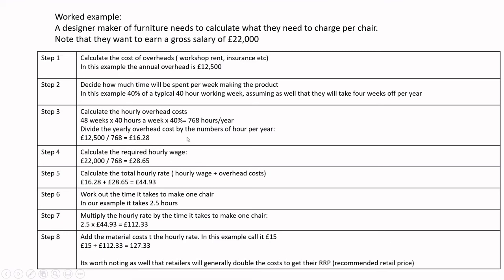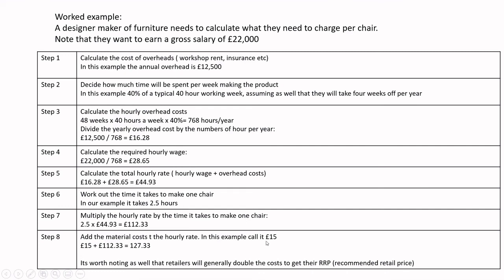And then calculate the hourly wage. So divide how much he wants to make in a year by the amount of hours, which is £28.65. And then calculate the total hourly rate, which is hourly wage plus overhead costs. So take your £28.65, and then what you want to do is add the £16.28, add them both together, and that gets you £44.93. Then work out how long it takes you to make one chair.